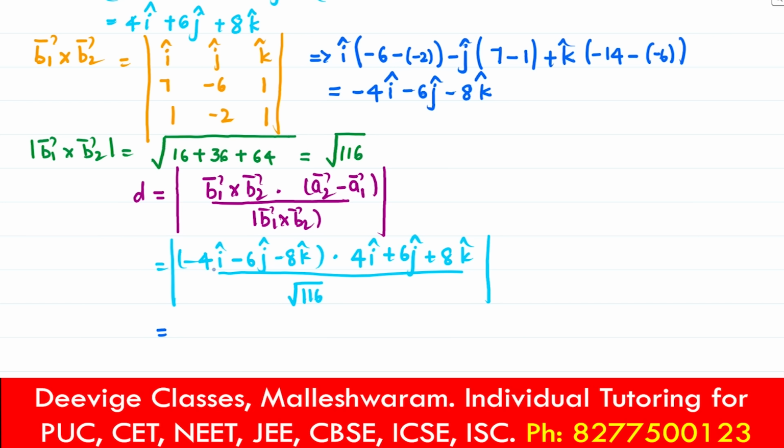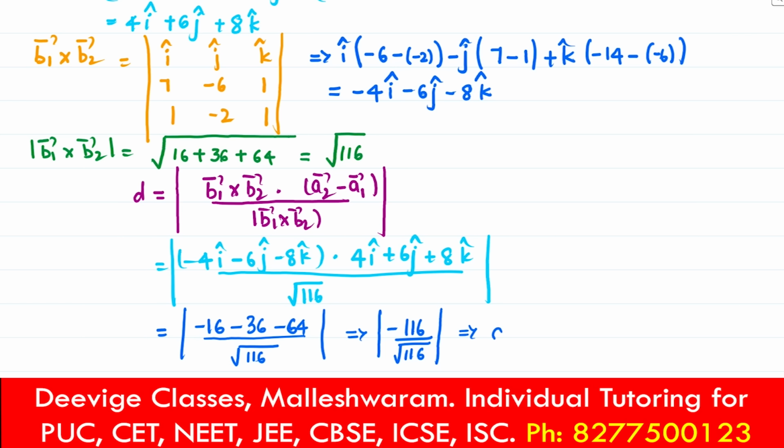Which will be equal to minus 4 into 4 is minus 16, minus 6 into 6 is minus 36, minus 8 into 8 is minus 64, divided by root 116. Minus 16 minus 36 minus 64 will be equal to minus 116 divided by root of 116. So 116 divided by root of 116 can be written as D equals root of 116 is the answer, since distance is always positive.